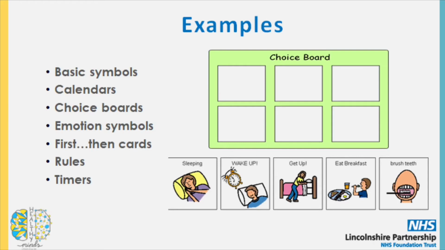If you want to give your young person a choice of activities, but this might be confusing or overwhelming for them, a choice board with pictures of a small number of different activities can be useful. This can also be used with other things such as food and picking what they want to eat. Emotion symbols, cards that show what you need to do first before doing something else, a list of rules and using timers can also be beneficial.